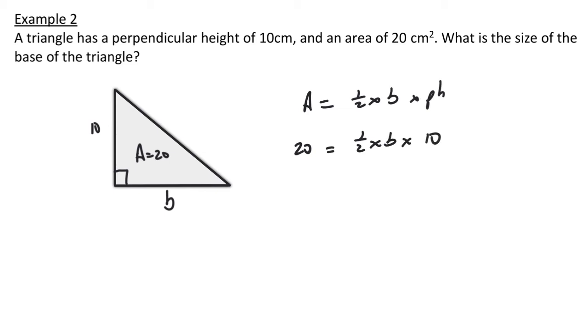Now we should know that the order of multiplication doesn't matter, so we can do a half multiplied by 10 first of all, and we get that 20 is equal to 5 times B, so a half of 10 is 5. And then divide both sides by 5, we get that 4 is equal to the base, so base is equal to 4 centimetres.